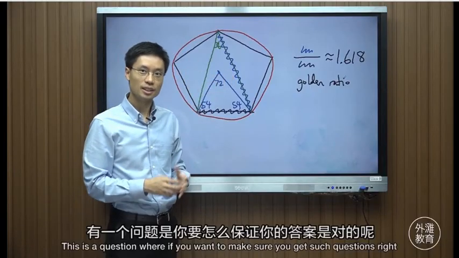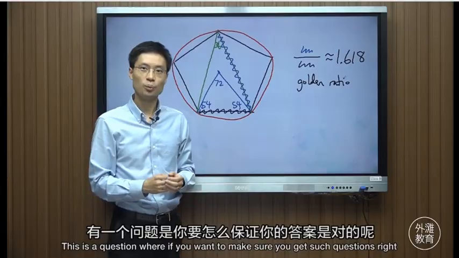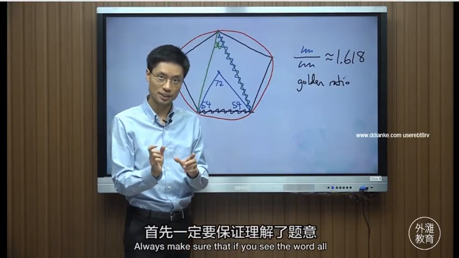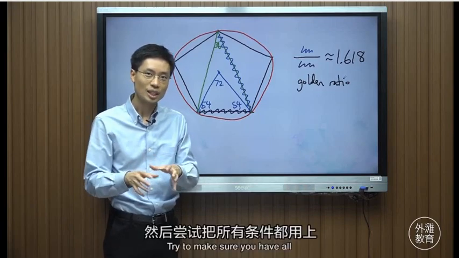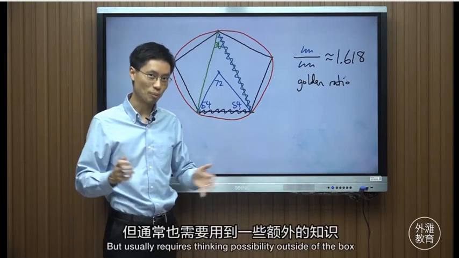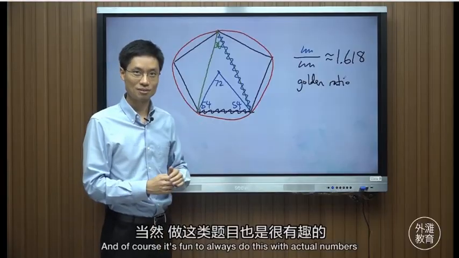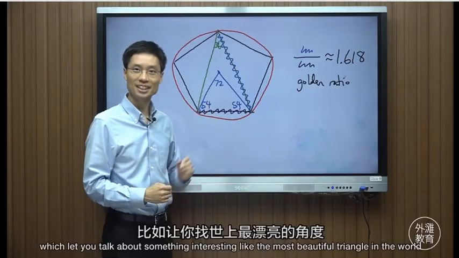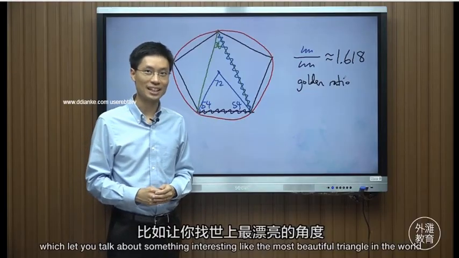But in the end, this is a question where if you want to make sure you get such questions right, always make sure that if you see the word all, try to make sure you have all. That usually requires thinking possibly outside of the box. And of course, it's fun to always do these with actual numbers, which let you talk about something interesting, like the most beautiful triangle in the world.